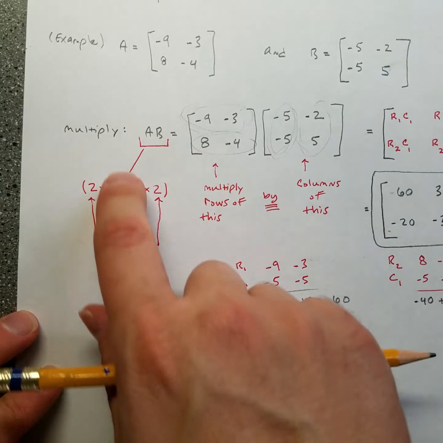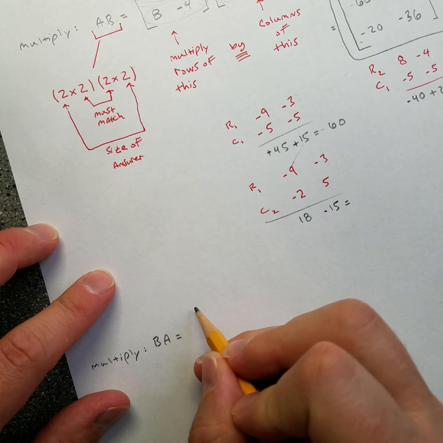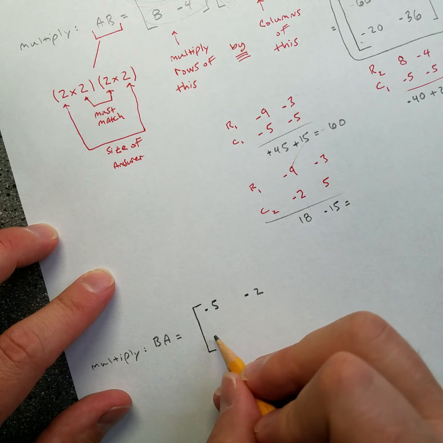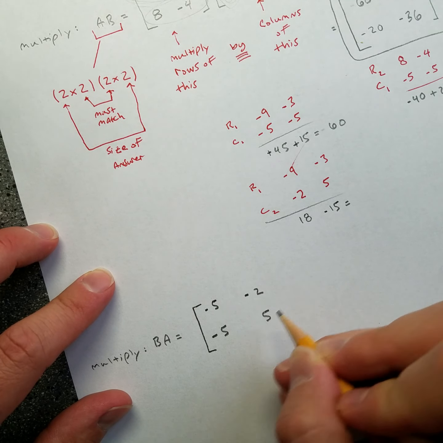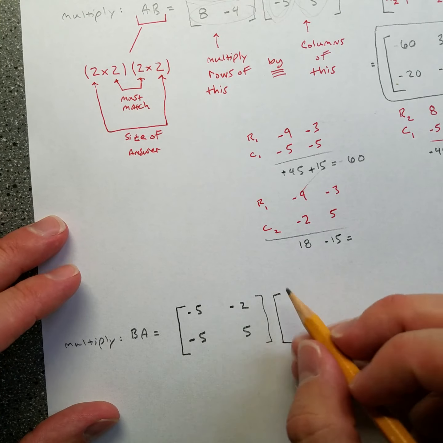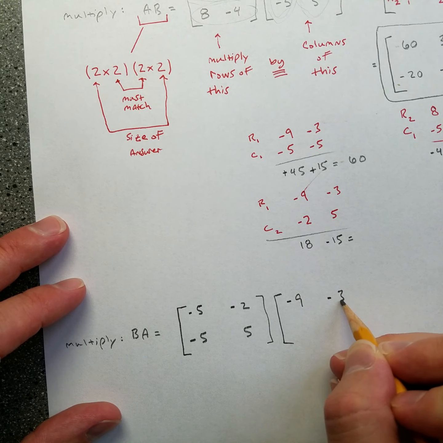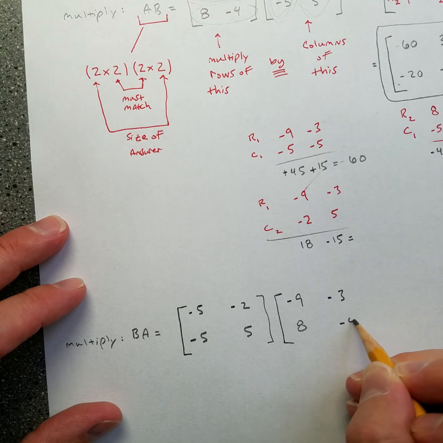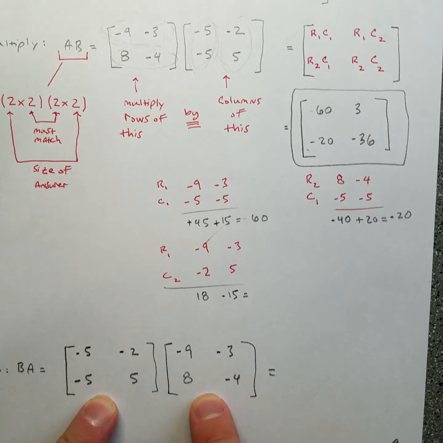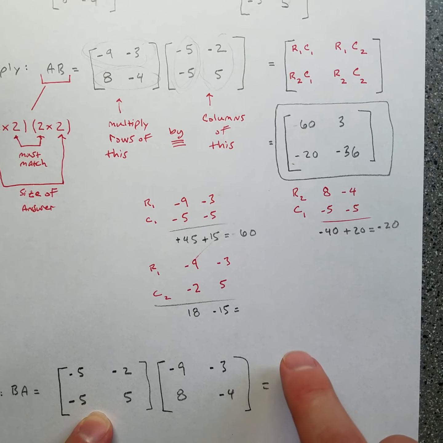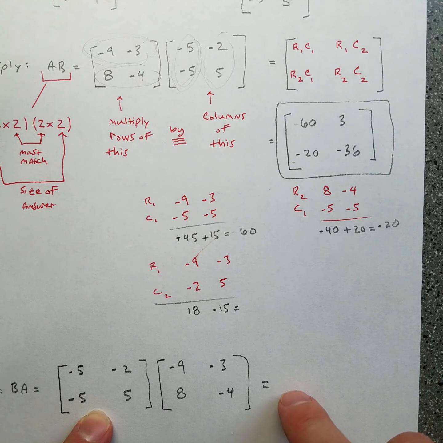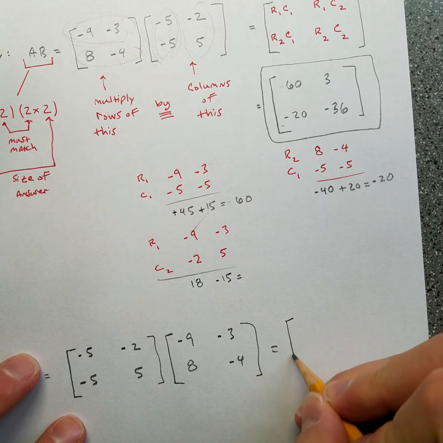B times A. Now we did A times B, so B times A. Here's what B times A is going to look like. B is negative 5, negative 2, negative 5, and 5. And then A, negative 9, negative 3, 8, negative 4. Okay? Now, when we do this, that answer is built just like this. Row 1, column 1, row 1 times column 2, so on and so forth. So it's made exactly the same way. All right?